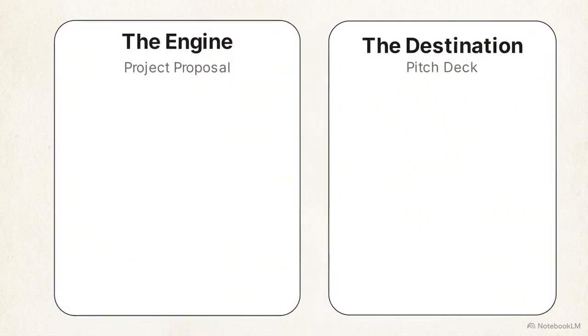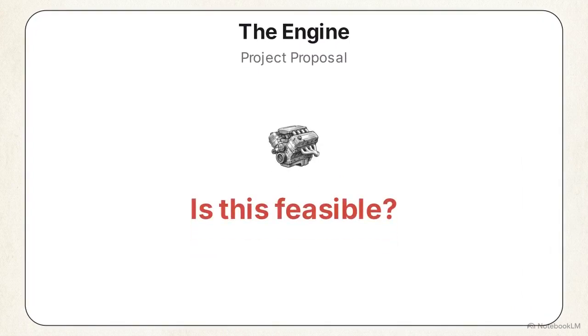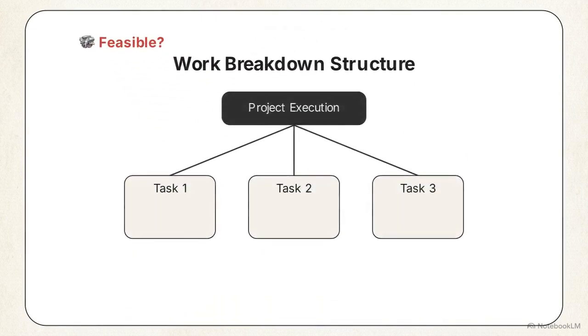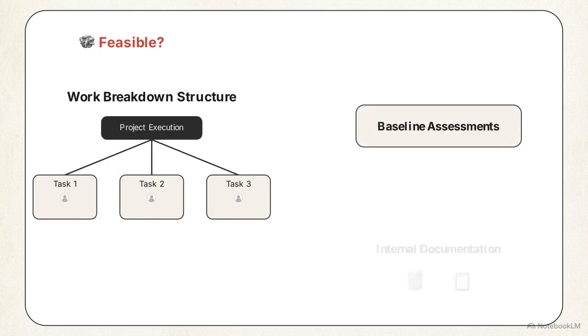Looking at the project proposal column on the left, the core question driving everything is: is this feasible? To ensure feasibility, we rely on work breakdown structures. This is where you assign daily tasks and map out granular resource allocations among your team members. It dictates how you will conduct baseline assessments and establishes strict requirements for internal documentation.